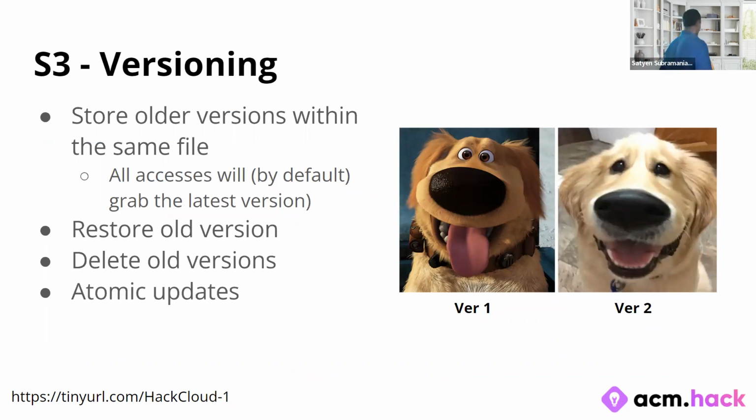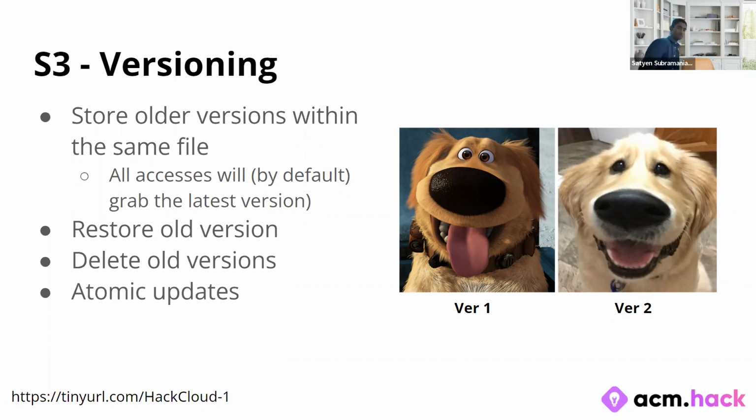So here we have another important feature of S3, which is versioning. The idea is that if you upload a file, and then upload another version of that file with the same name, it will automatically replace the version, but it'll store the previous version as well, if you enable versioning. This allows you to easily restore old versions, delete old versions, and handle that updating structure within S3 itself.